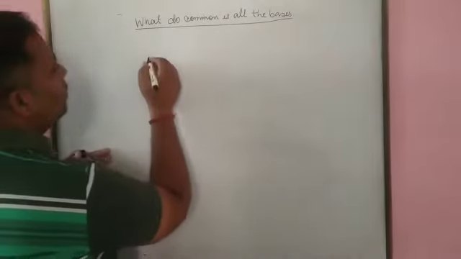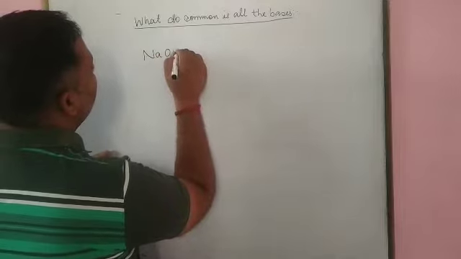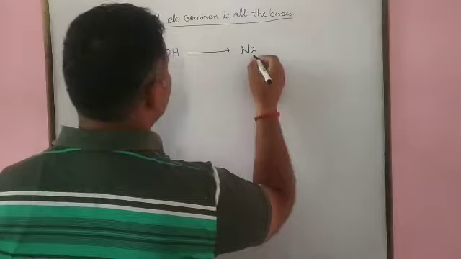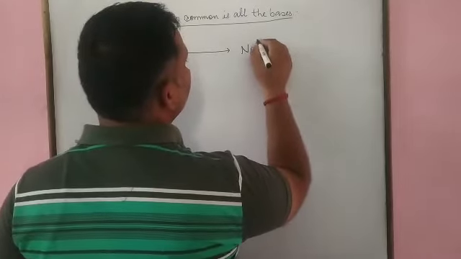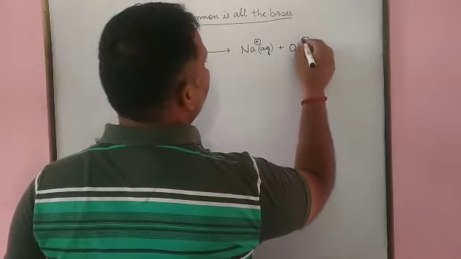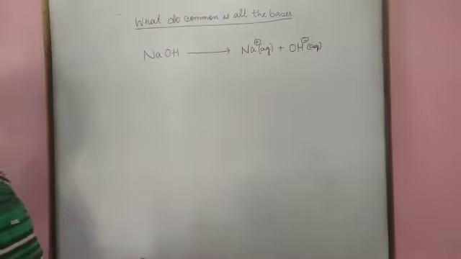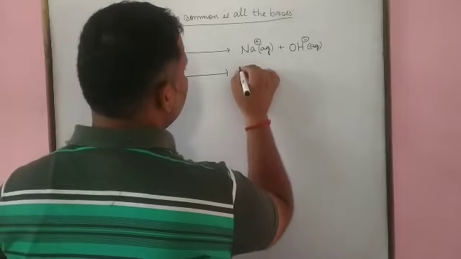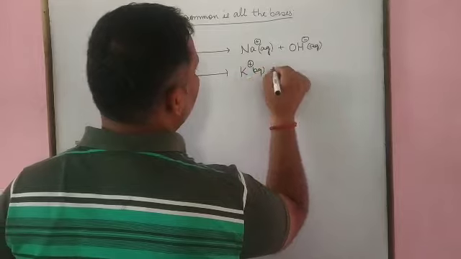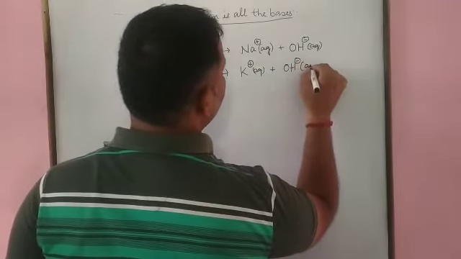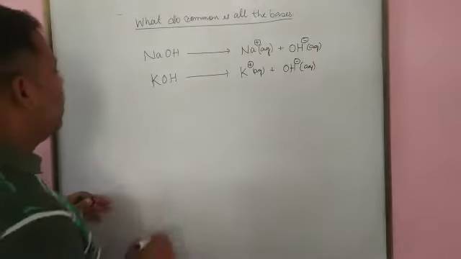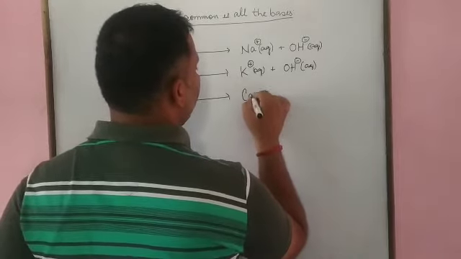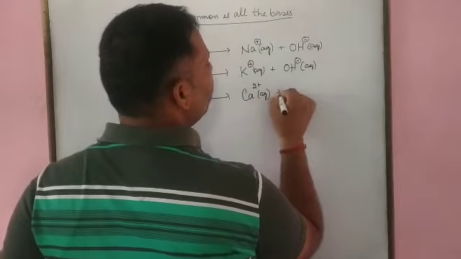Let us discuss them. Let us take the example of sodium hydroxide. When it is dissolved in water, sodium hydroxide is broken down into aqueous sodium ion together with hydroxyl ion. If we take another example, such as potassium hydroxide, then it will be dissociated into aqueous potassium and hydroxide ion. If we take another example, such as calcium hydroxide, then in that case too, it forms calcium 2 plus aqueous plus 2 hydroxyl ions.